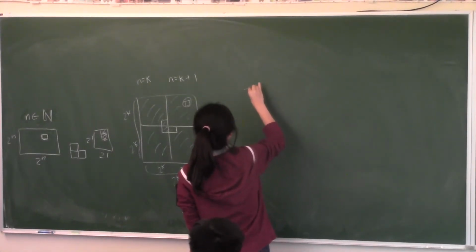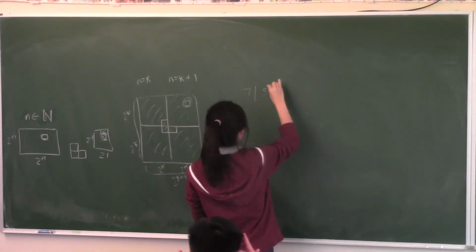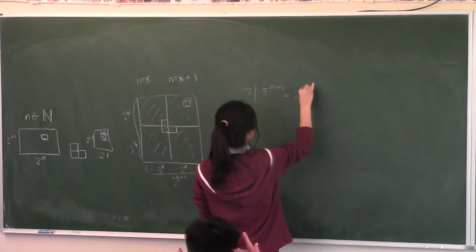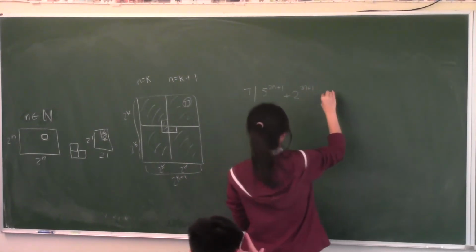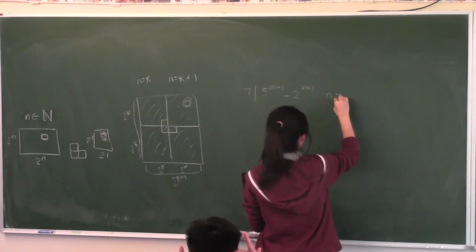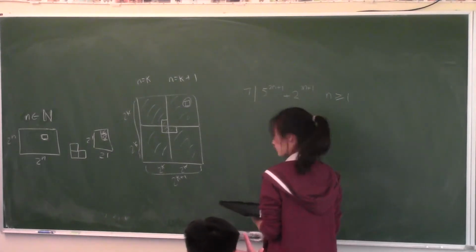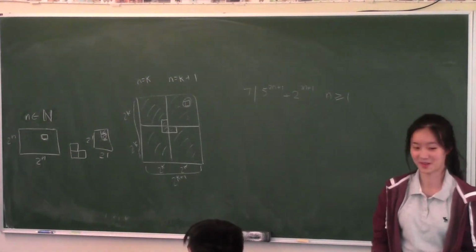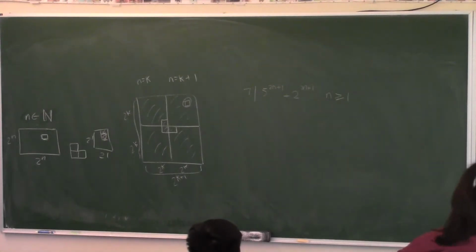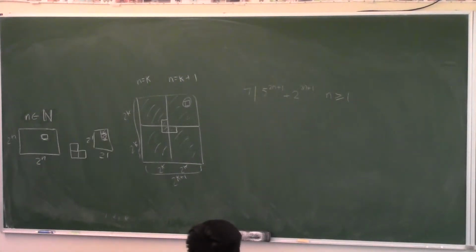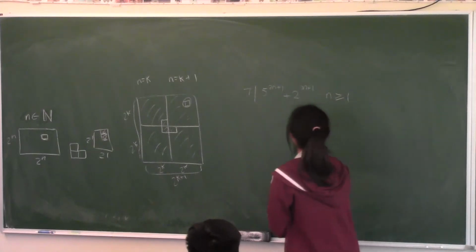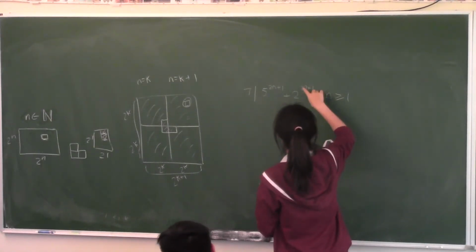7 divides 5 to the 2n plus 1 plus 2 to the 2n plus 1 for all n greater than or equal to 1. Hey, wait a minute. You saw the test? Oh shoot! Okay, well, you take us through it then, since you wrote it. Let's do the one case. 7 divides 5 cubed. Is it 2n plus 1 or 2n minus 1? Plus 1. They're both plus 1.